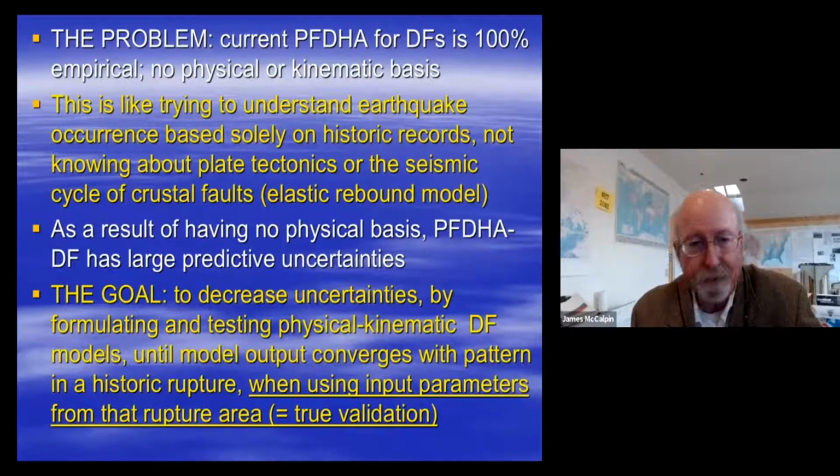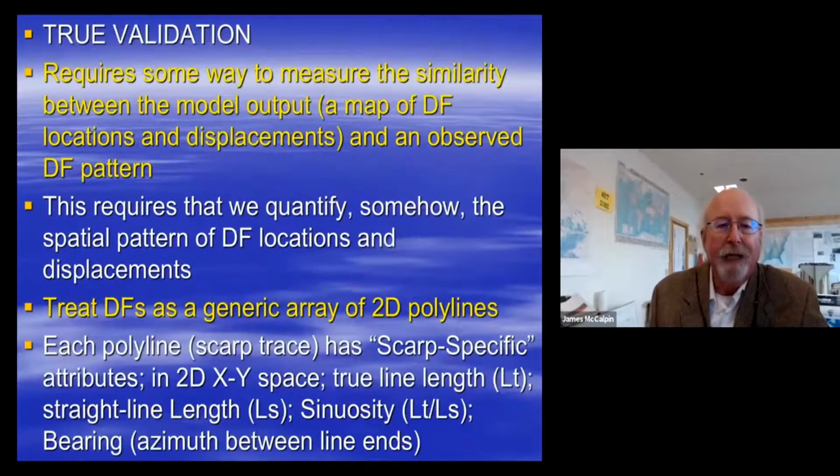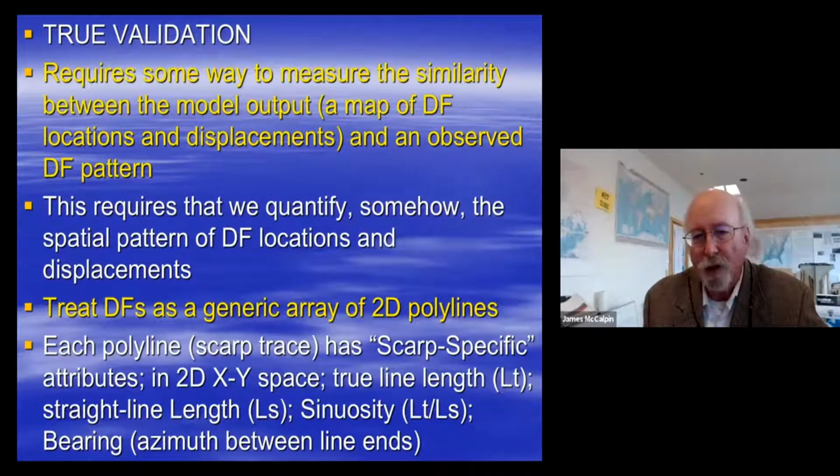Okay, let's see if this is going to work. True validation can't be just qualitative and subjective. It has to be quantitative. If we're going to try to compare model output to actual distributed rupture arrays that have been created, we need to somehow quantify what these distributed line patterns of ruptures look like.